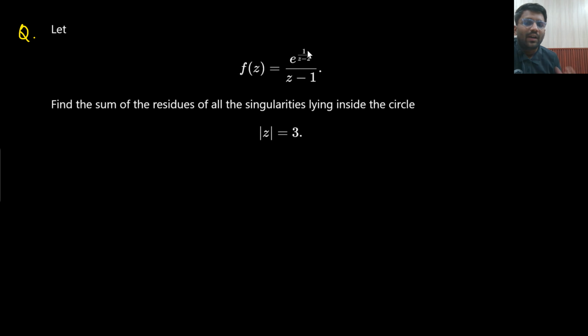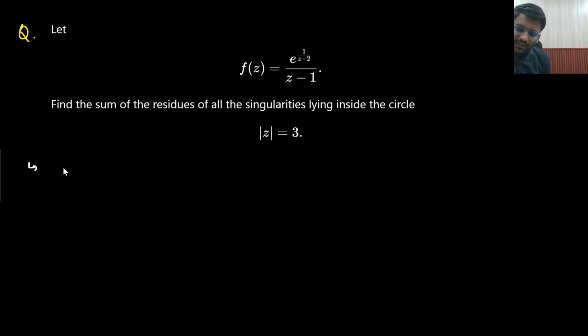Expansion I will have to do. How will you do the expansion such that your coefficient of 1 upon z minus 2 comes out to be a number? It could be a complex number, it could be a real number. Do the expansion on your own, then you will realize that something wrong I am doing. Okay, let's get started.